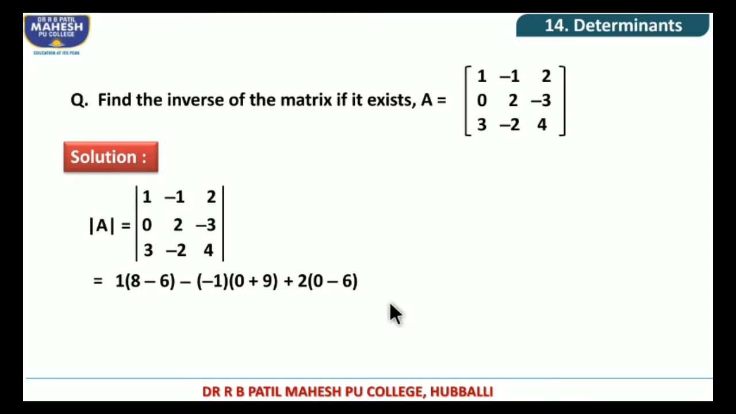Now we can simplify this. 8 minus 6 is 2, and minus into minus 1 becomes plus 1, into 9 is plus 9, and plus 2 into minus 6 is minus 12. So 2 plus 9 is 11, minus 12 is equal to minus 1, which is not equal to 0. Therefore the given matrix is non-singular, so we can find A inverse. So A inverse exists.